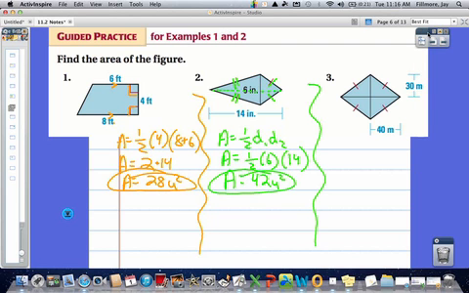And lastly, for number 3, this is a rhombus because we have 4 congruent sides. It could be a square, we're not sure. It's just some type of rhombus. So we're also going to use 1/2 times D1 times D2. One diagonal, 1/2 of it is 30. The other 1/2 of it should also be 30. So the whole thing is 60.